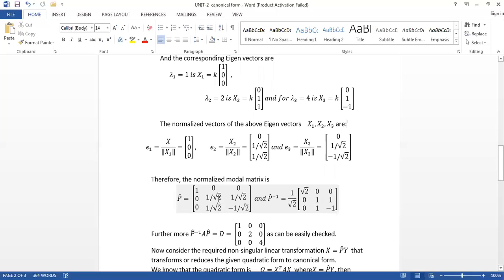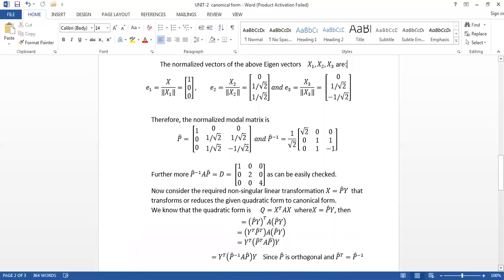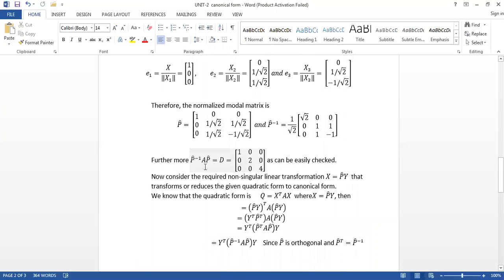Clearly this P cap is an orthogonal matrix. The vectors are pairwise orthogonal and the length of each vector is 1. So therefore P cap is an orthogonal matrix. Furthermore, P cap inverse A P cap equals D. Just do the matrix multiplication, that gives (1, 0, 0; 0, 2, 0; 0, 0, 4), right?